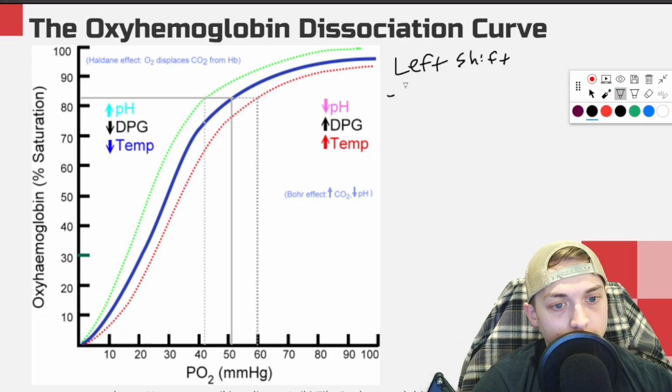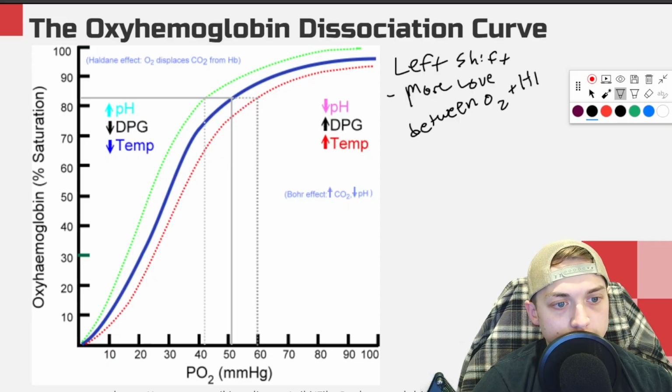is more love between O2 and hemoglobin. They love each other. They don't want to separate, okay? Now, what this practically means is that at the same pressure of oxygen, you're going to get less oxygen released.